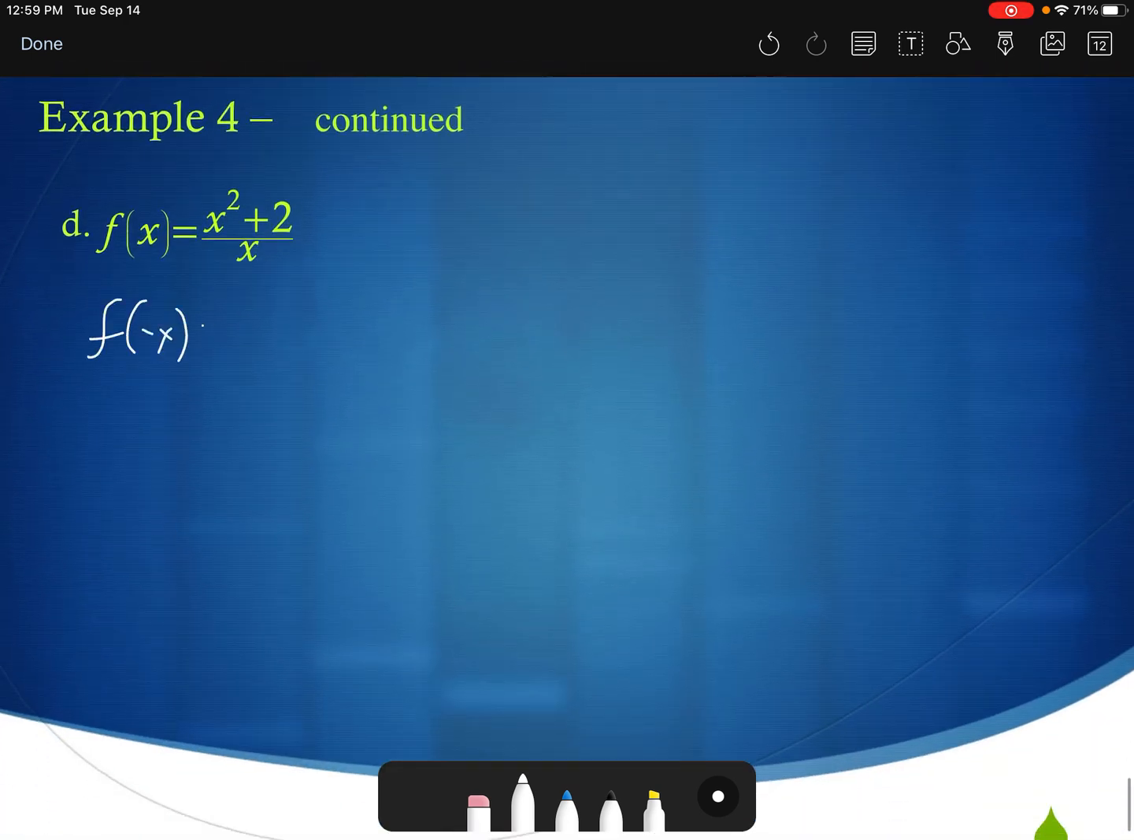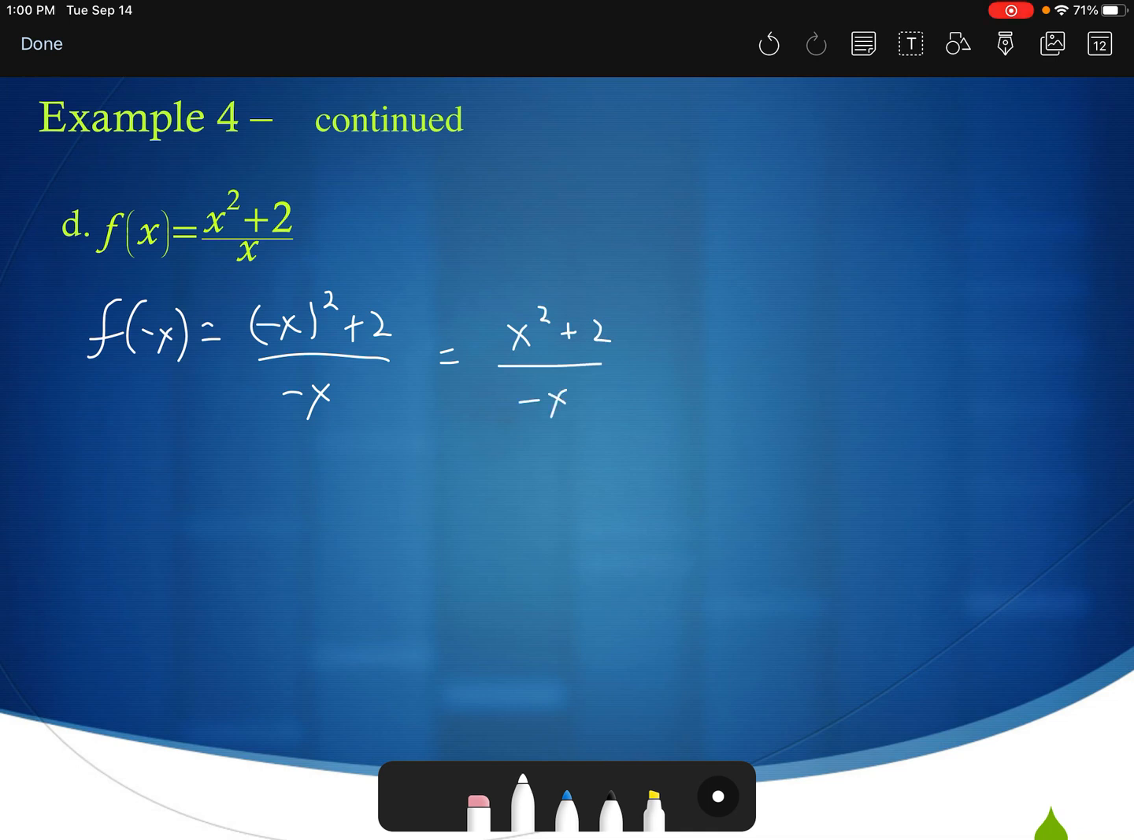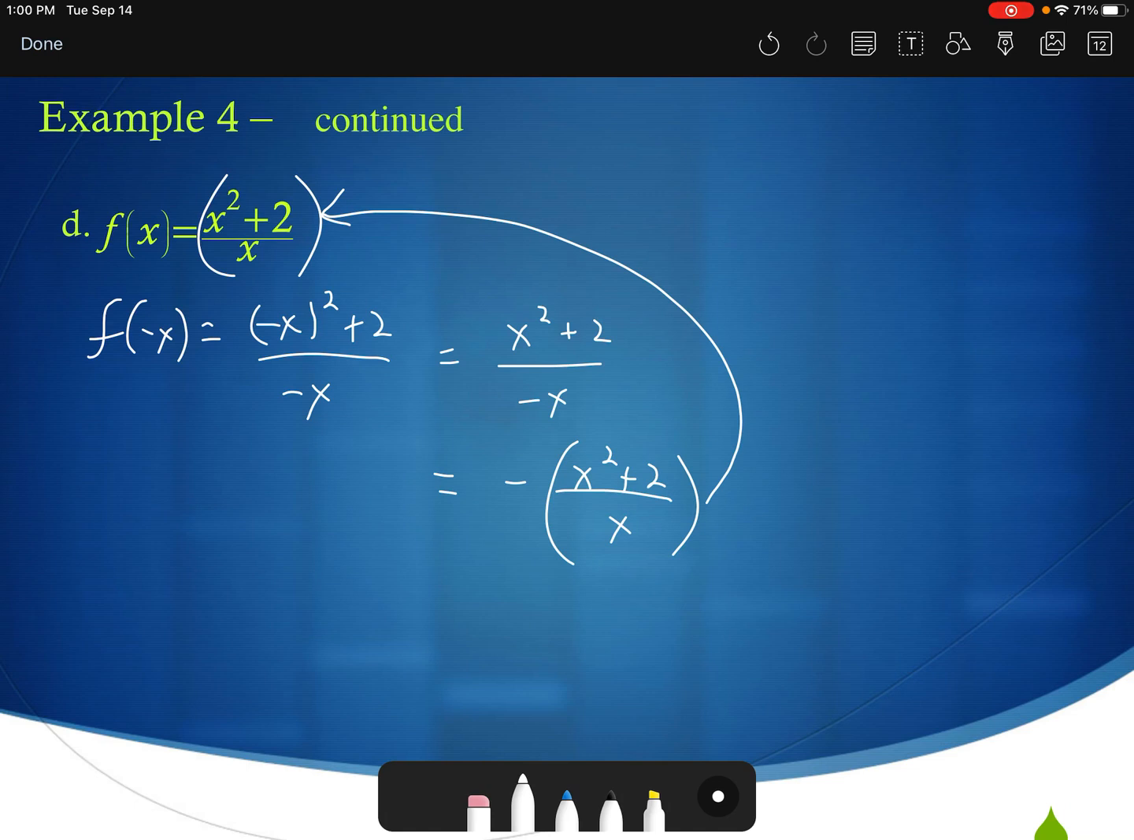Okay, maybe we can find an even one here. And maybe we can't. Let's see. So it'd be negative x quantity squared plus 2, which would be x squared plus 2 all over negative x. Now, algebraically speaking, we could put the negative out in front. Are this and this opposites of one another? They are. So this is odd again.